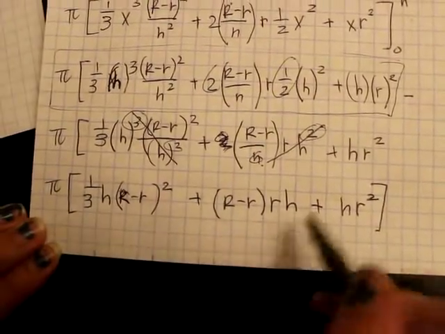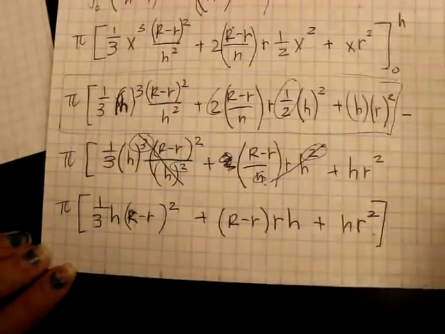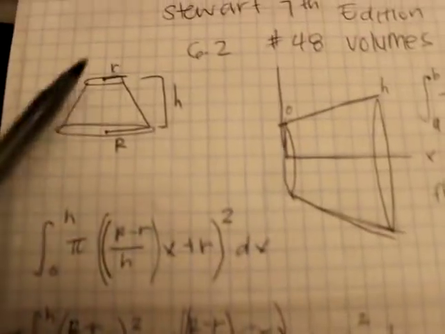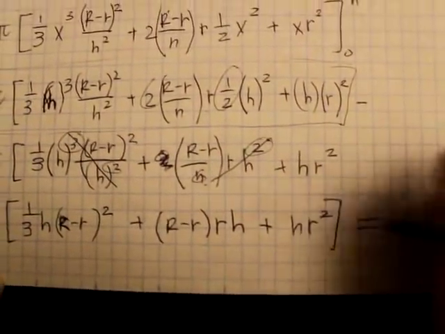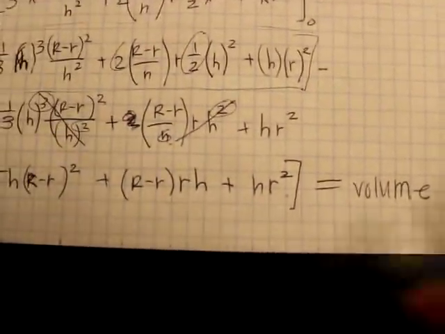If you distribute the pi, now we have the volume of the frustum. If this frustum had values, if big R and little r had real values, you would plug them in here and find the total volume. And now we're done.